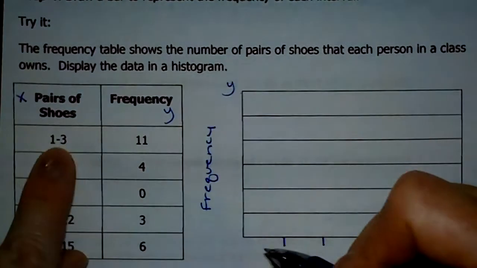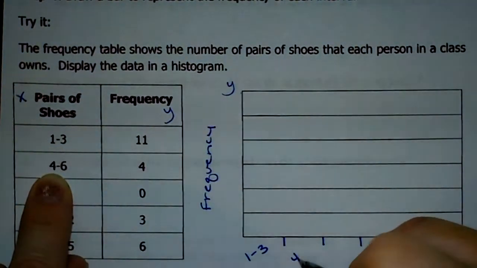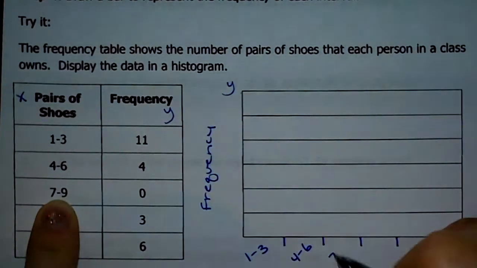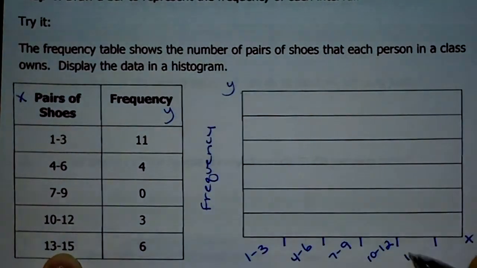Okay, so 1 to 3, that's my first range. And the second one is 4 to 6. So this is just like labeling my categories, except I'm putting number ranges because that's a histogram. It has number ranges.